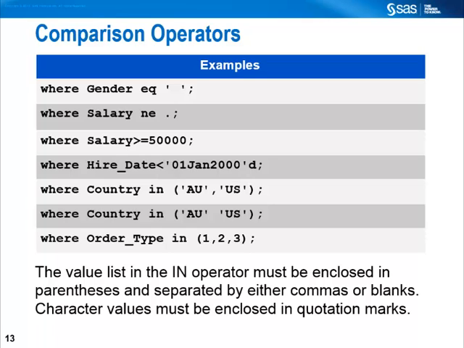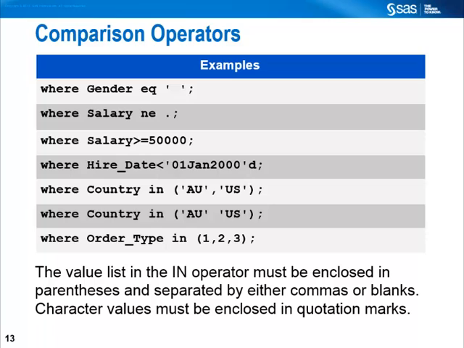The examples that we have here are like where gender equals missing, where salary not equal to missing because there is a period, where salary is greater than or equal to 50,000, where hire date is before 1st January 2000, and we have used a date constant here, and then we used an IN operator, that is where country in.